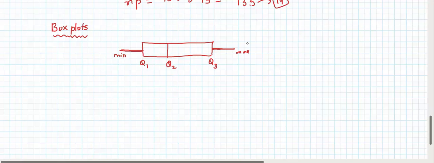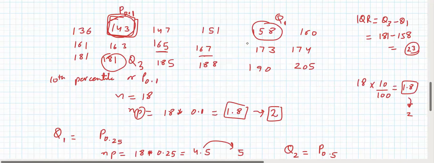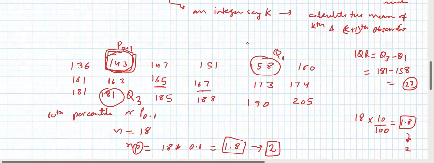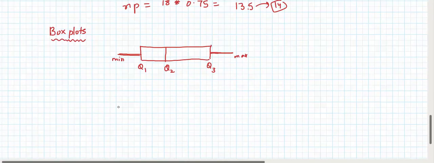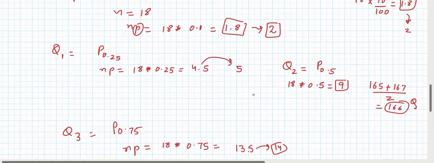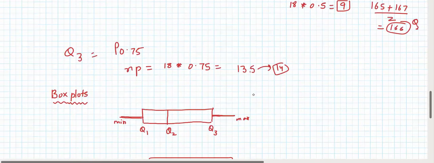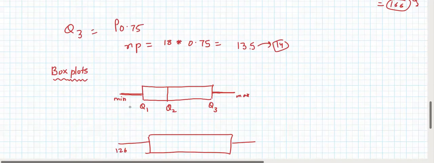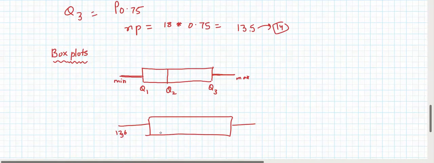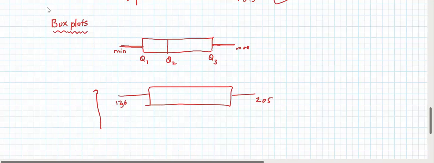For example, in the above case, what is the minimum of the data set? 136, and the maximum is 205. Okay, so the minimum of the data set is 136 here, and then the maximum is 205, right? This is not 126, it is 136 and 205, right? Like you have to make a proper scale on the x-axis, maybe you can make these numbers.